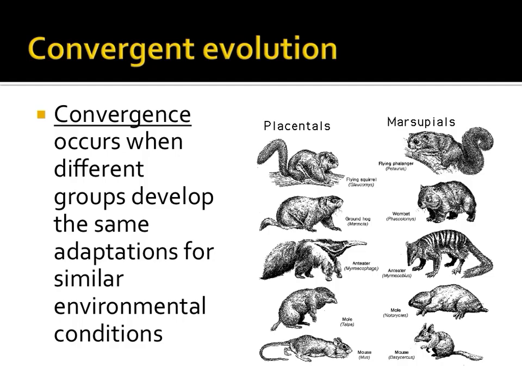A shark and a dolphin would also provide an example of convergent evolution. Sharks and dolphins both live in the same places, they eat the same things, but they are very, very different organisms. That is the end of this video, providing an overview of different patterns of evolution.